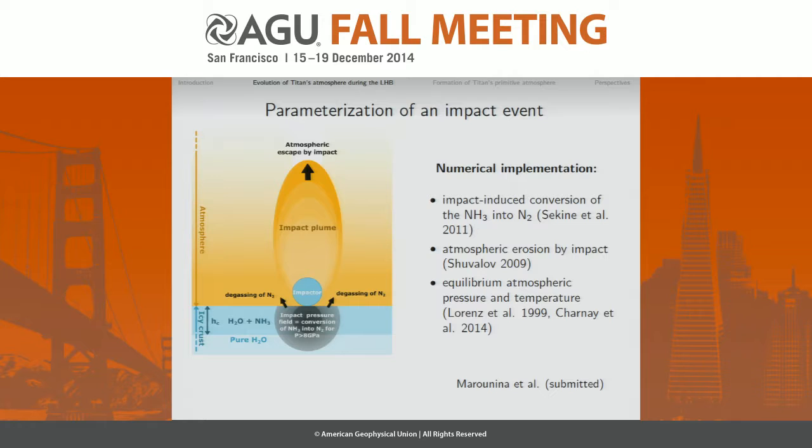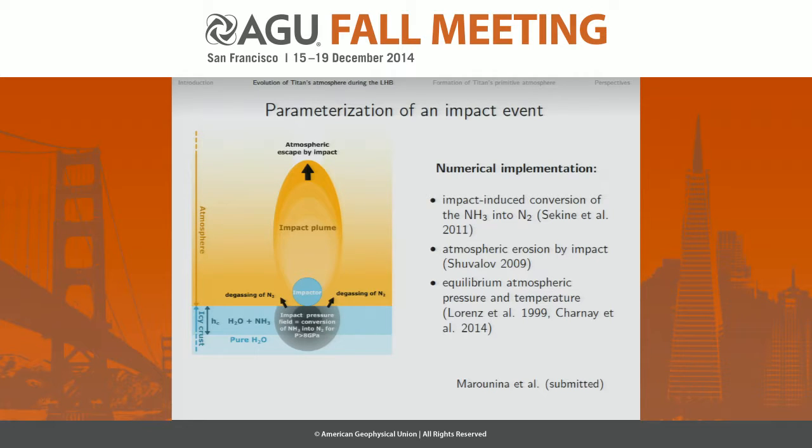The first model investigates the evolution of Titan's atmosphere under a high impact flux. Here you have a cartoon of an impact. You see the impactor, here you have the atmosphere, and here you have the icy crust, which is partially enriched in ammonia. Typically the thickness of this layer in our model is between 1 and 5 kilometers. When the impactor strikes the icy surface of Titan, it generates an impact pressure field. And thanks to the work of Sekine et al. 2011, we can connect this impact pressure field to the efficiency of the conversion of ammonia into nitrogen. This way, we supply nitrogen to the atmosphere of Titan.